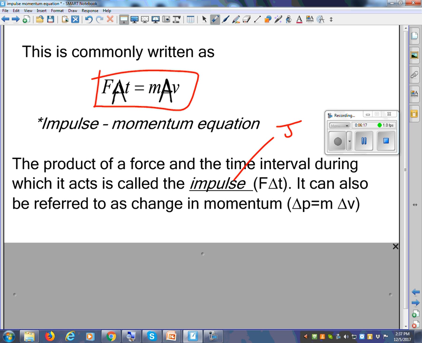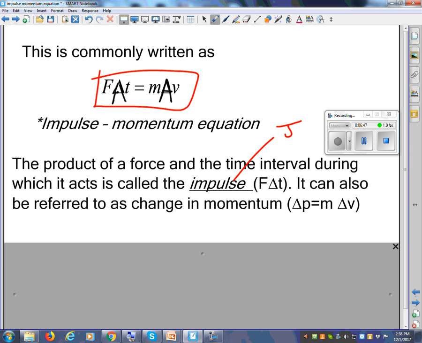And it can also be referred to as, because this is m delta v, well, delta v and m times v is what? Momentum. So with the delta in there, that's the change in momentum. So delta p, the change in momentum, is the mass times the change in velocity. Does that make sense? Change in momentum. Is that a formula for you?